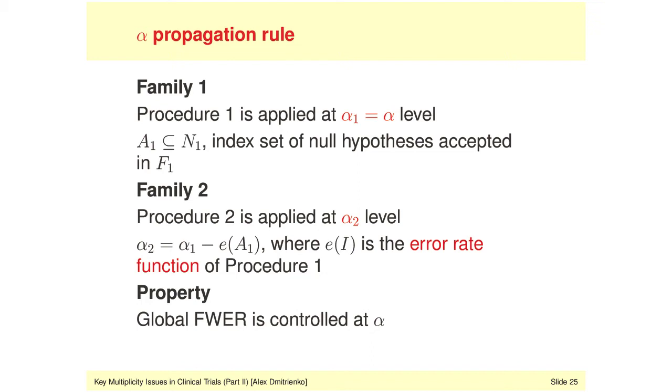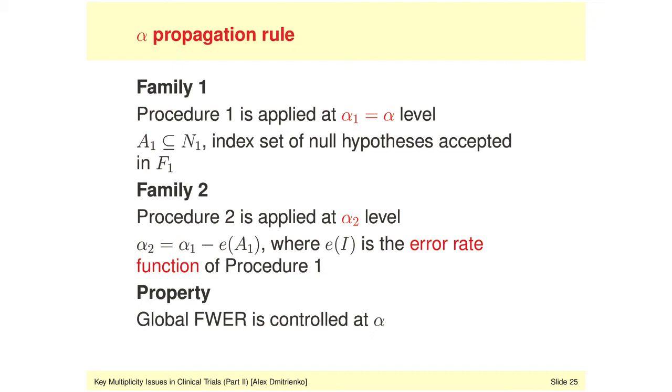The formula for computing alpha 2 is shown on the slide, and this formula essentially defines that alpha propagation rule that we were looking for. According to this formula, the local significance level to be applied within the secondary family, alpha 2, is equal to alpha 1 minus a certain quantity. This quantity is a penalty for not being able to reject some of the hypotheses in the primary family. This quantity is known as the error rate function, and it depends on A1, which is once again the index set of null hypotheses that were accepted in family 1.